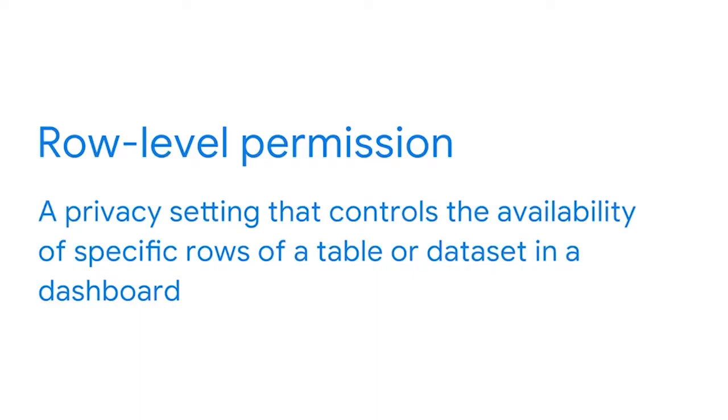The third permission type is row level. Row level permission is a privacy setting that controls the availability of specific rows of a table or dataset. This type of privacy setting is a bit more complex because it must be set up in the database rather than the visualization tool. Configuring complex permissions, where data from several sources is selectively available to different groups, is something that even some experienced professionals find difficult.